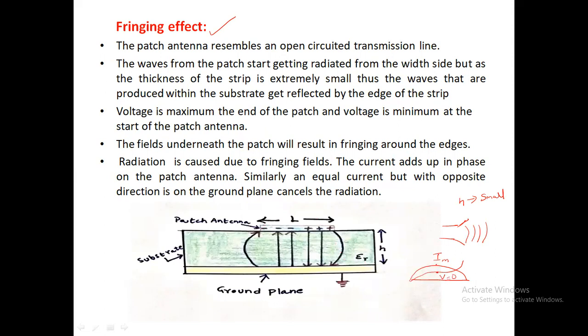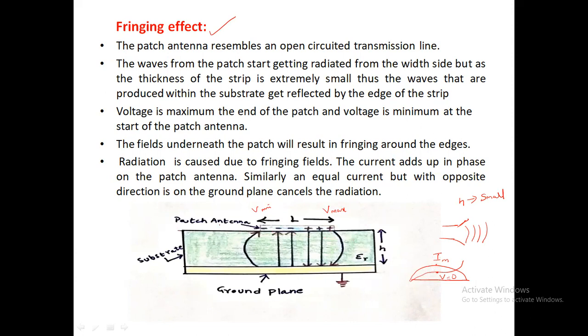So here, this is the beginning of the patch. You can watch here negative charges. It is filled with negative charges. At this end, it is filled with positive charges. We can watch here the minimum voltage will be existing at this end and the maximum voltage at this point. And voltage and currents are out of phase regarding this concept.